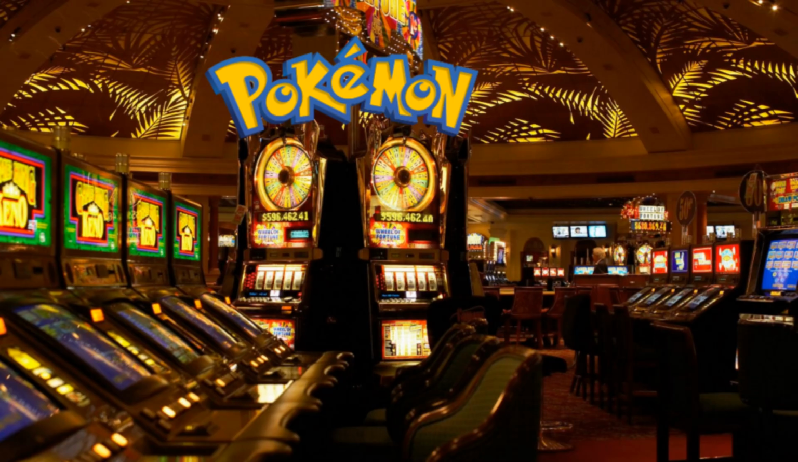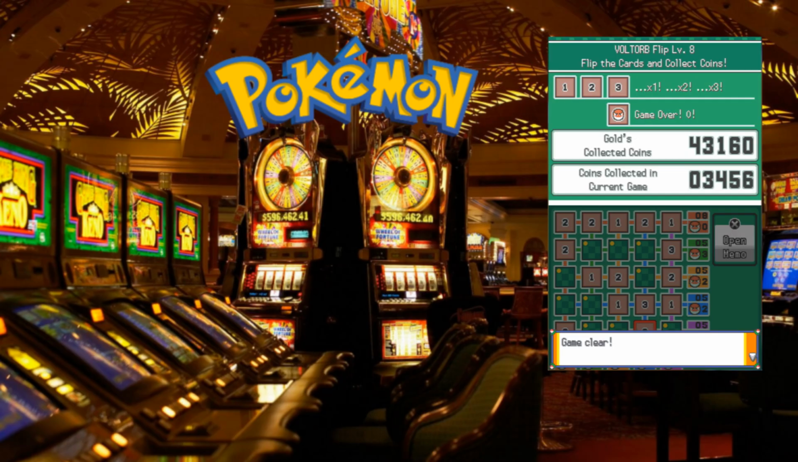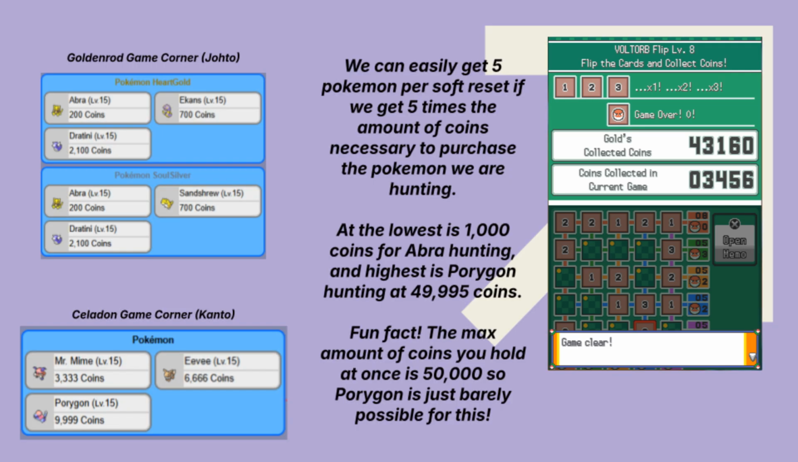The second comes from HeartGold and SoulSilver's very own child gambling game. Welcome to Voltorb Flip, but we actually just care about the prize corner where you can spend the coins you earn from Voltorb Flip.